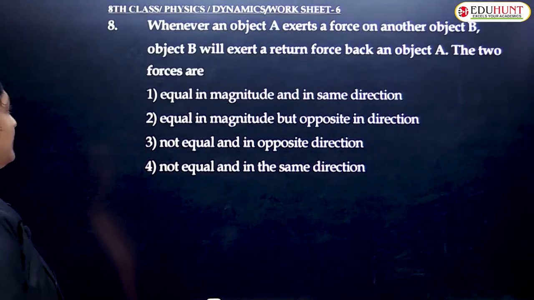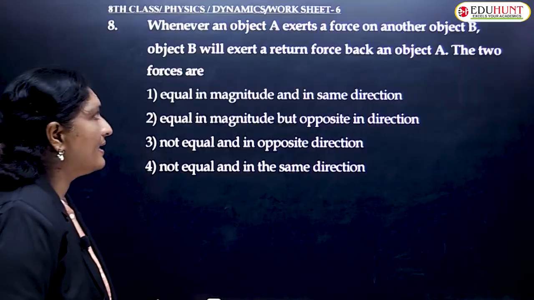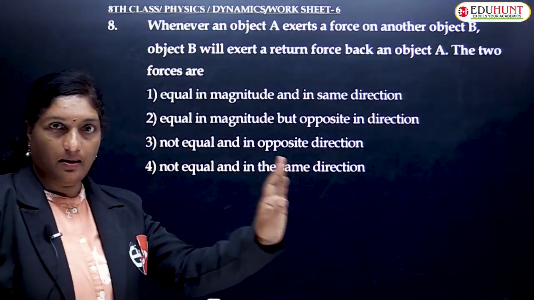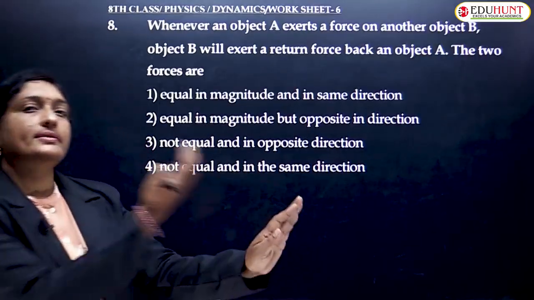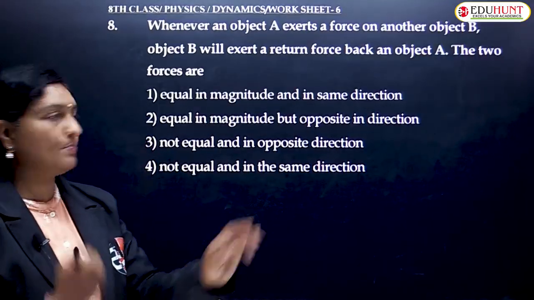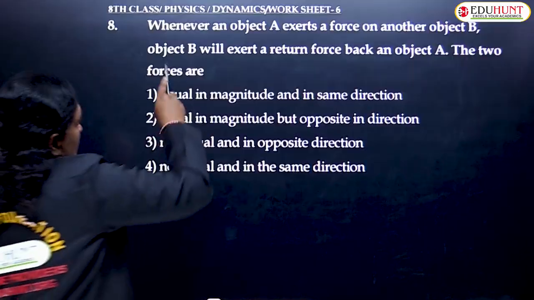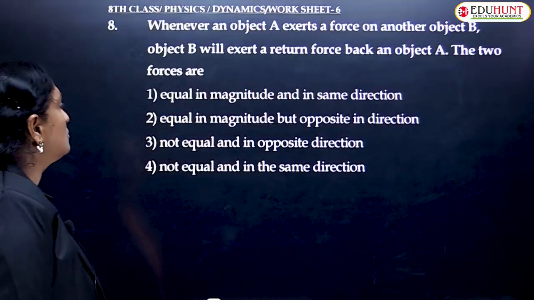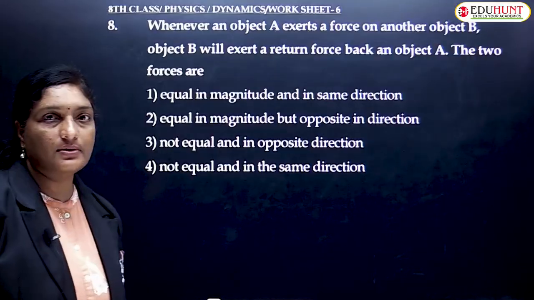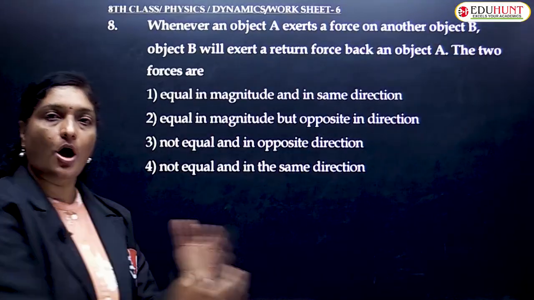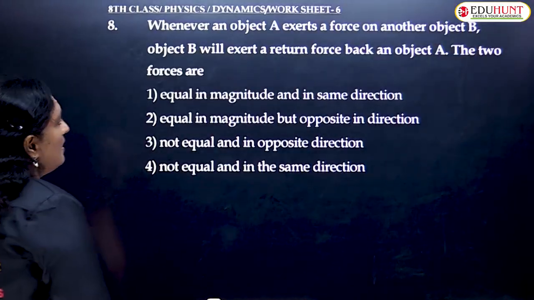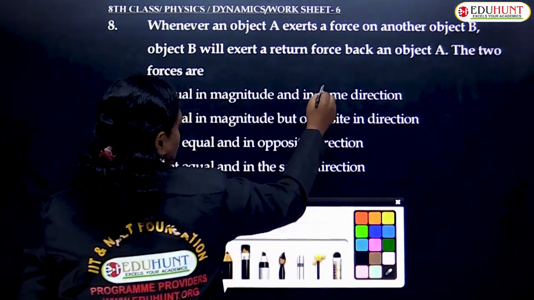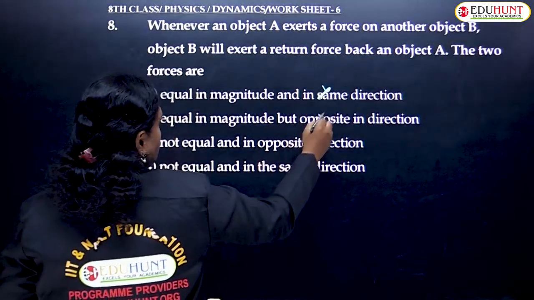Now, next, whenever an object A exerts a force on another object B, then B must also exert a force on A, but in the opposite direction. So object B will exert a return force on object A. Yes, true. How are the two forces? They both are equal and opposite. So where is the correct answer? Equal in magnitude but in the opposite direction. Not the same direction. They must be in opposite directions.